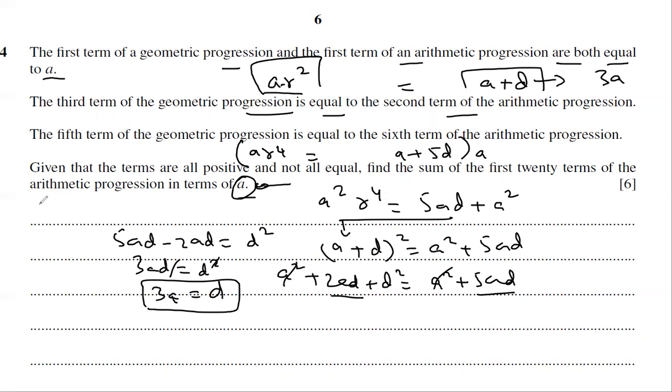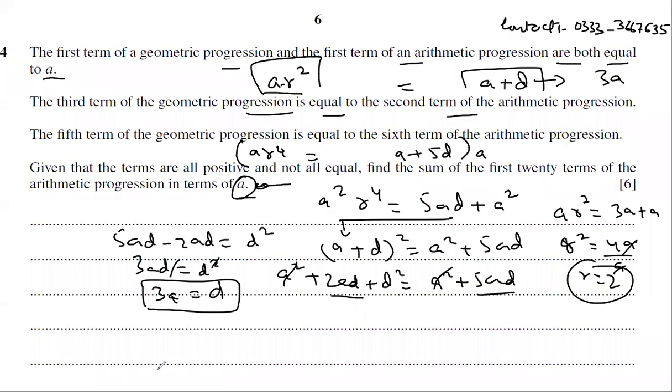Similarly, what would be r square or r? So you would start put it over here. So a r square is equals to 3a plus a. So a r square is equivalent to 4a upon a. Cancelled, r is equals to 2. Okay, so d is equals to 3a now, and r is coming 2.